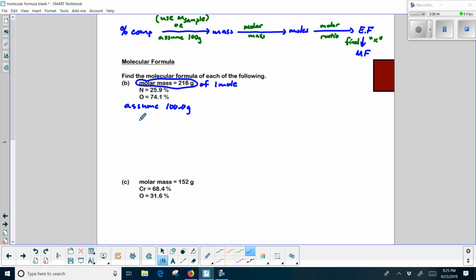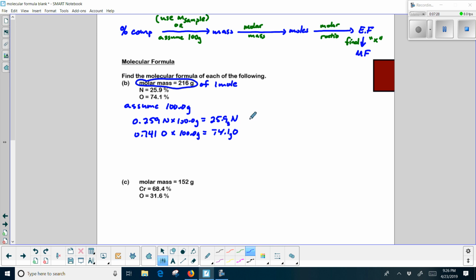So when we assume 100 grams, you have 25.9% nitrogen, and we have 100 grams. So in the 100 gram sample, 25.9 grams will be nitrogen. Now for the oxygen, we're going to have 0.741 or 74.1% in the 100 gram sample. So in that sample, we're going to have 74.1 grams of oxygen. So even though it's kind of obvious, you want to make sure you actually write down this little statement somewhere so you know exactly what you're dealing with.